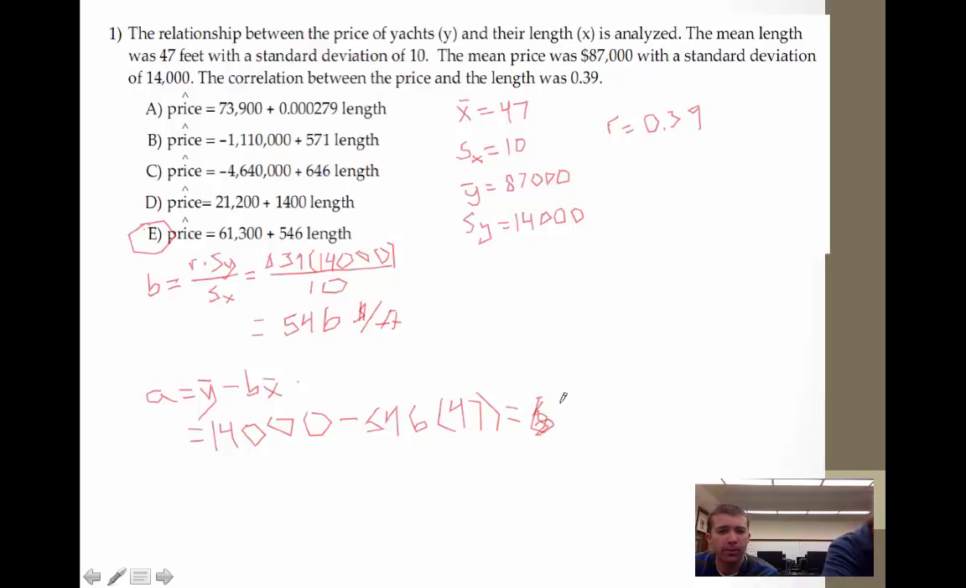Wait a minute. What did we do wrong? Oh, I know why. This is supposed to be 87,000. Sorry about that. That's why we do math together. So when that's 87,000, it comes out to 61,338, which rounds to 61,300. So the difference is rounding.